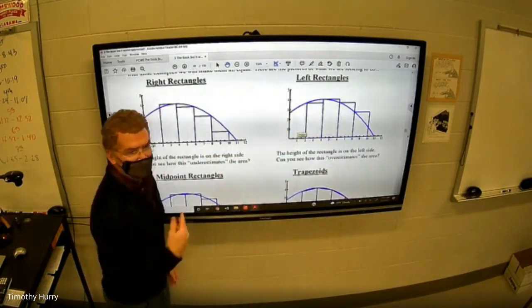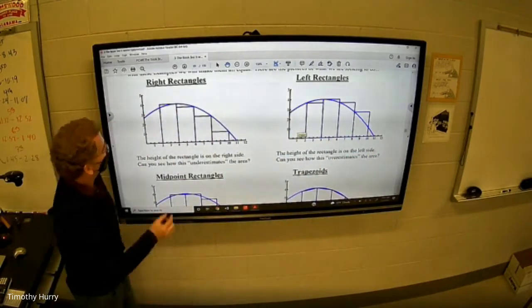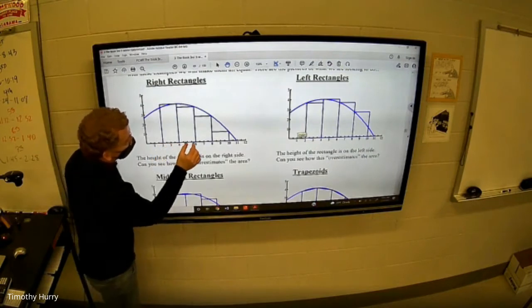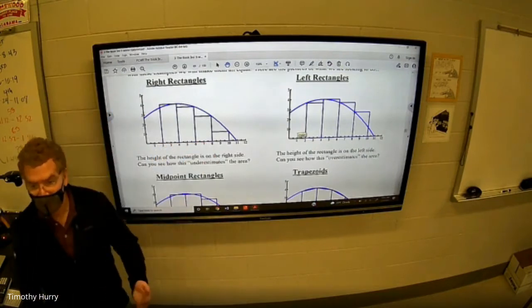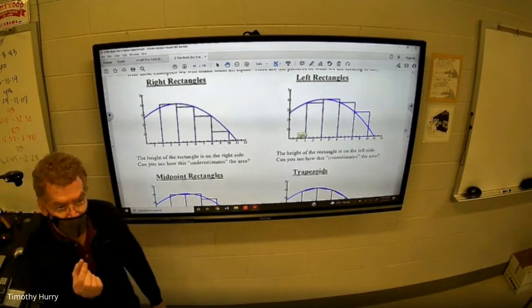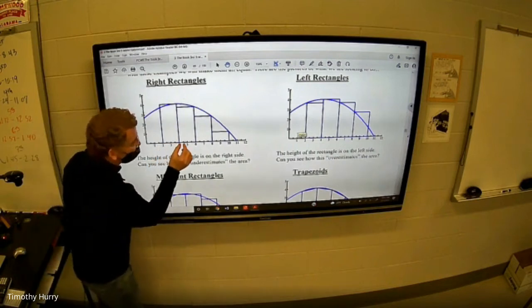And if I divide it by 8, then your bases would have 1, 1, 1, 1, 1, 1. If I divided it by 16, your bases would all be a half. Half, half, half, half, half, half.